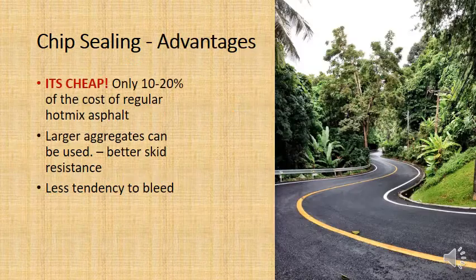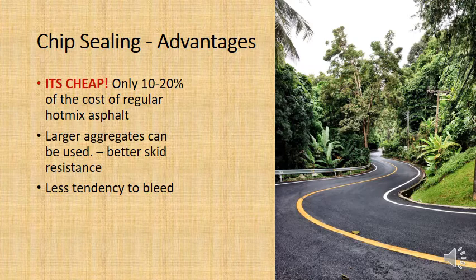Well, the real great advantage is that it is really cheap. Compared with hot mix asphalt, it could be around 10 to 20% of the cost. If Kurdistan used chip sealing for its roads, it would save millions of dollars every year. That's not an exaggeration. It would be tens of millions.